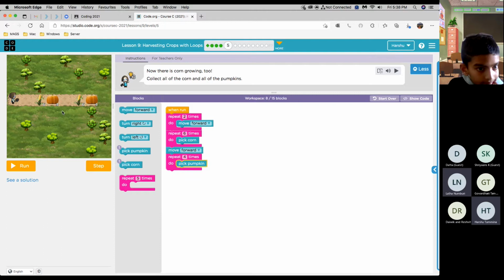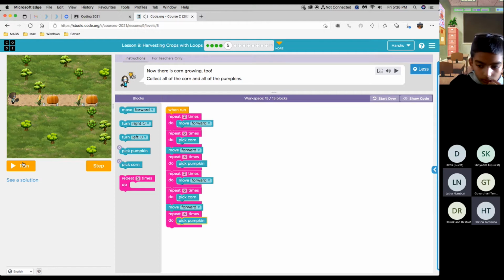And then you do another repeat block. Move two times, so the repeat is supposed to be two. And then you move forward in there. Okay, and then after that, you repeat six times of picking the corn. And then you move forward. And then do a repeat four times. And then pick pumpkin. Okay, let's see if that's correct by running it.